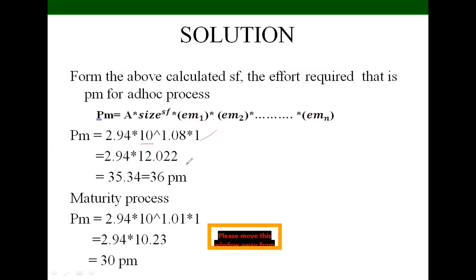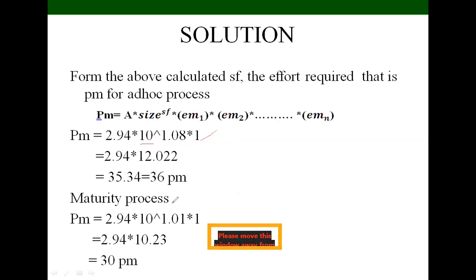value is 10,000 SLOC. So size is calculated in, already we discussed, size is calculated in KLOC. So we are taking K means 1000. So we are taking the size value as 10. Understand? So here 10 power 1.01, this is the value we get here. So 35.34, that is 36 PM, persons per month.